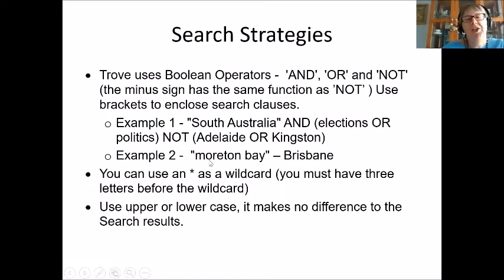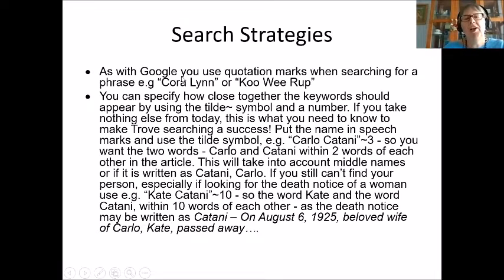Or if you want to search a phrase, that's where you put it into speech marks like that. So with "Moreton Bay", Trove looks for the phrase Moreton Bay rather than looking for Moreton and the word bay. So you get a better hit rate. You can also use an asterisk as a wildcard, and you can use upper or lower case. It doesn't make any difference. As I just said, like Google, if you put your search phrase into speech marks, you get a much better result. So Coraline or Coorup, that's the way you'd search for those things.